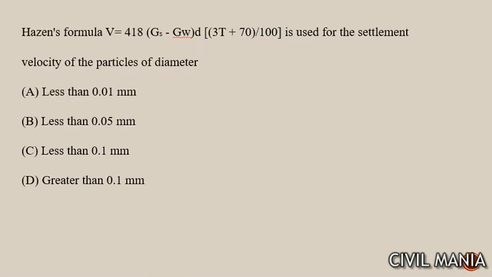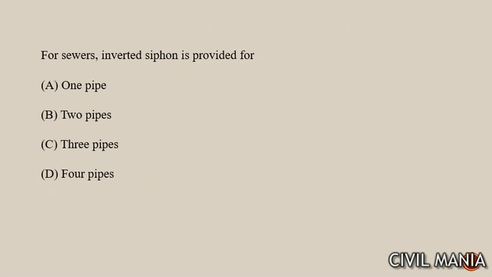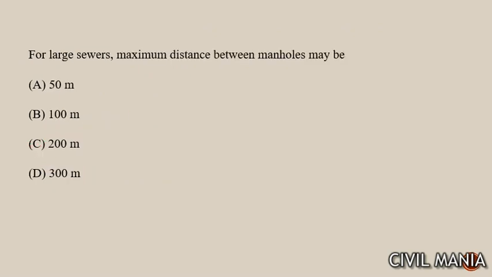नेक्स्ट क्वेश्चन है V is equal to 418. हेजेंस फार्मूला के हिसाब से the velocity of the particles will be greater than 0.1 mm. For sewer, inverted siphon is provided for 3 pipes. For large sewers, maximum distance between manholes may be, distance कितना होगा? It will be 300 meter.